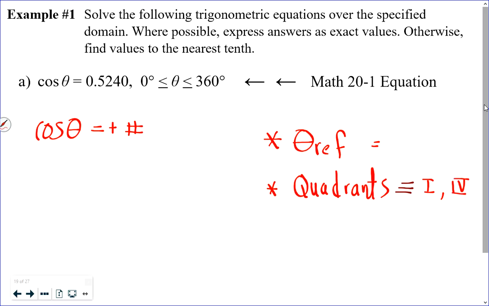How do we find the reference angle? Well, who remembers how to find a reference angle? Inverse cosine. We just take the inverse cosine. Although, if I had to change my notes, I would have changed this. Even if this were negative, which would change the quadrants, the reference angle is found by ignoring the negative. Okay, and we'll get to definitely one example of that later. But basically, the reference angle will be equal to the inverse cosine of 0.5240.